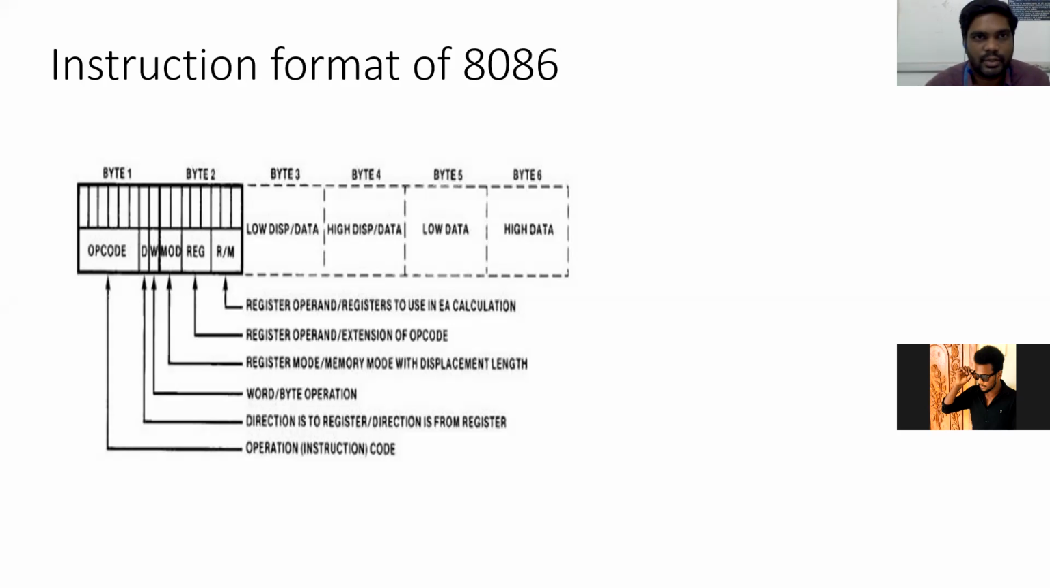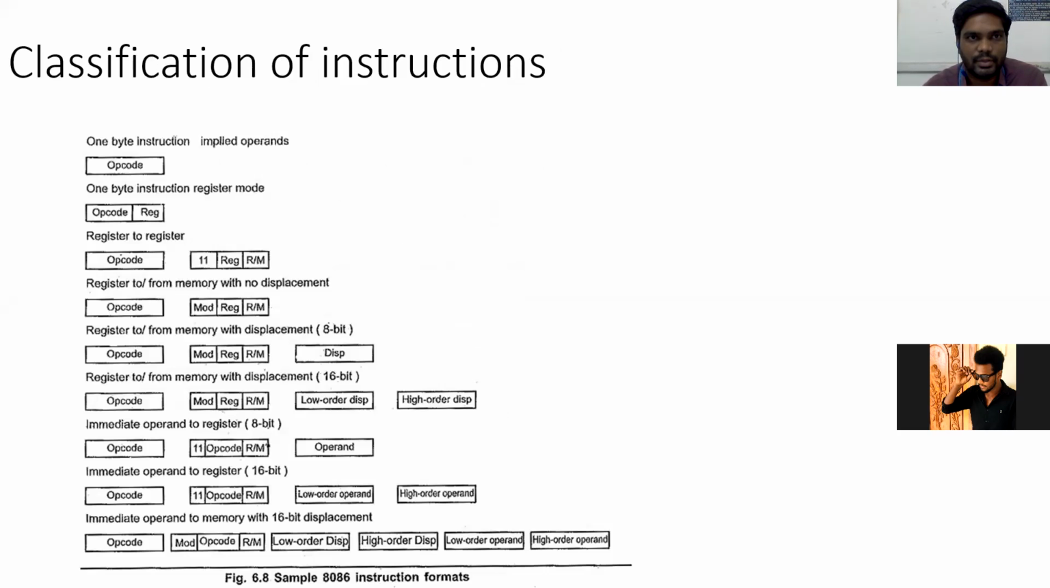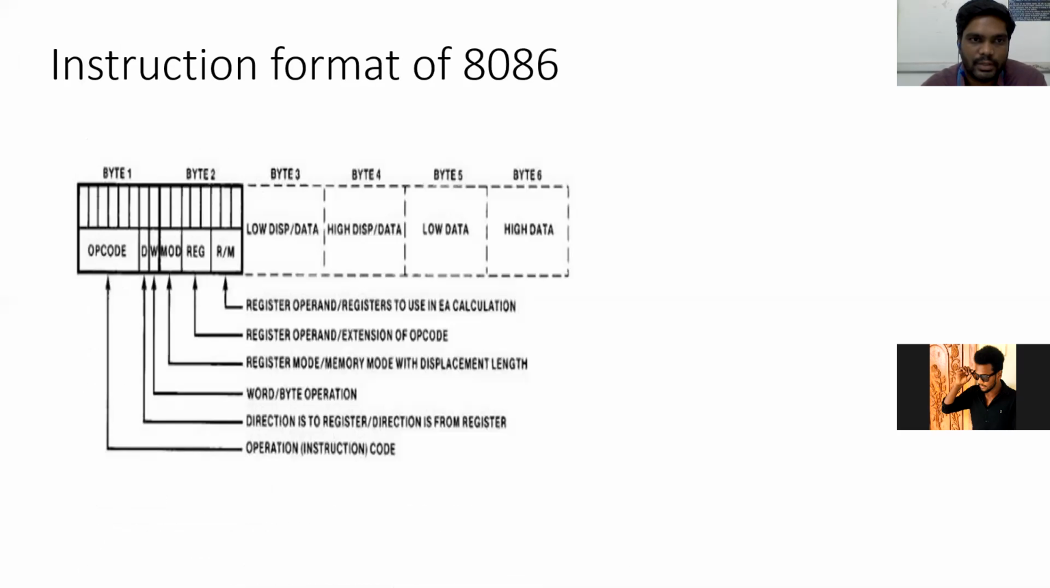Those are the instruction format. The first prerequisite is instruction format, and the second one is the classification of instructions. We need to understand these two before going to the instruction set of 8086. In today's class, we'll try to complete these two prerequisites, and in the next class, we'll start the instruction set of 8086. So let us now start our session.